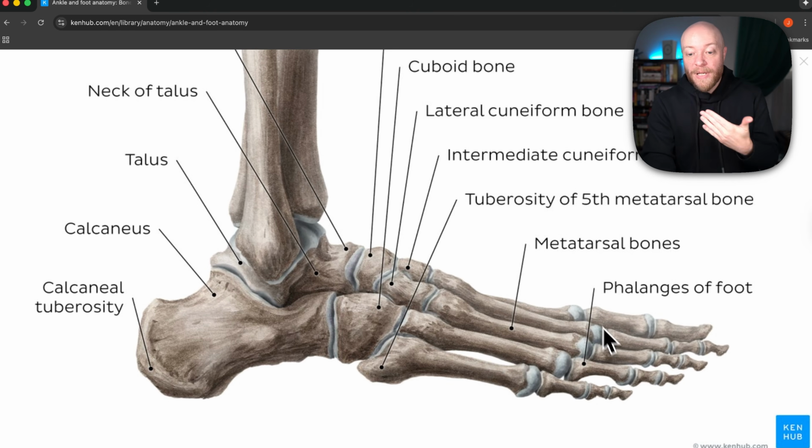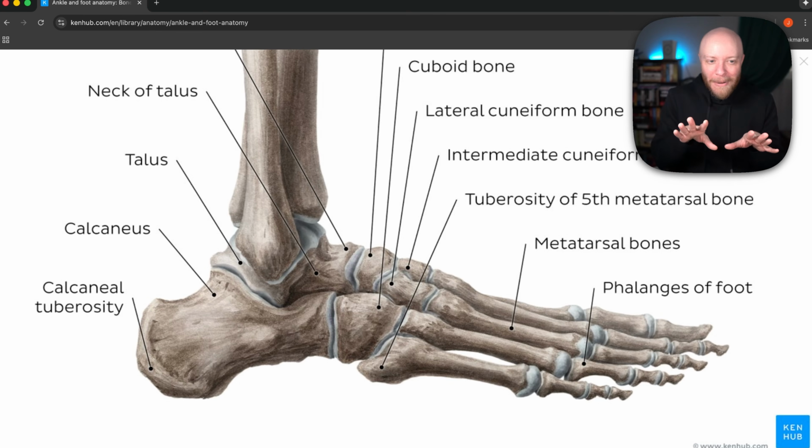But these are joints that allow for flexion, extension, and a little bit of abduction and adduction. Not a lot. Like you can try it right now. I'm trying it with my toes. You can spread them out. It's a little difficult, but it's definitely there.